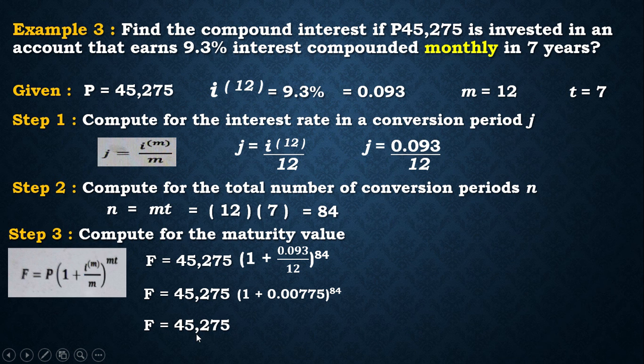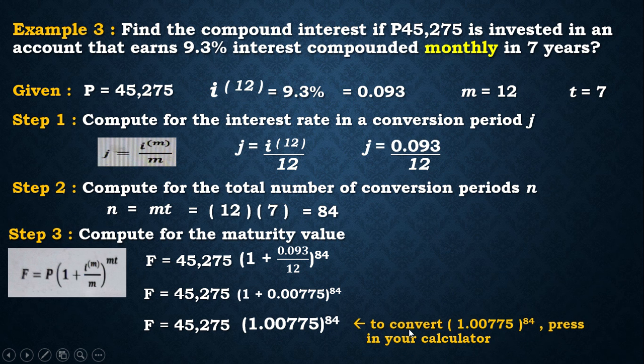So, F is equal to 45,275. In-add po natin ito, itong part na to. That is 1.00775. So, 1 plus 0.00775, that is 1.00775 raised to 84. Ngayon, i-convert po natin itong part na to. Pero paano i-convert to? To convert 1.00775 with exponent of 84, press in your calculator the following.